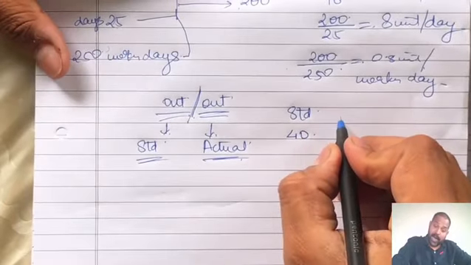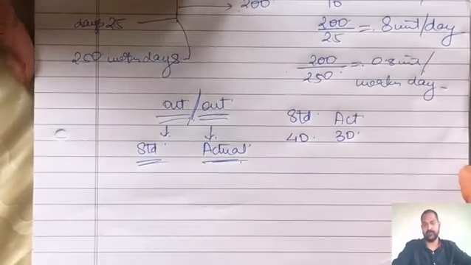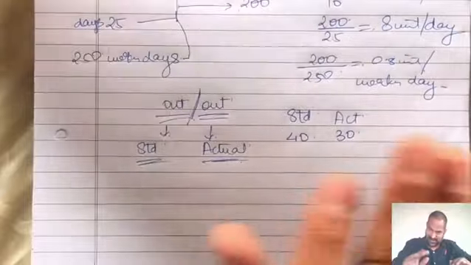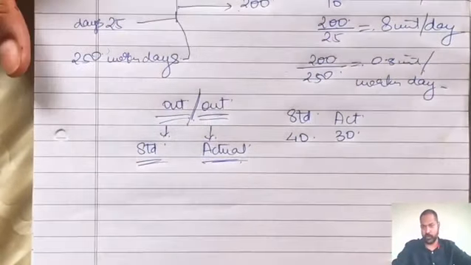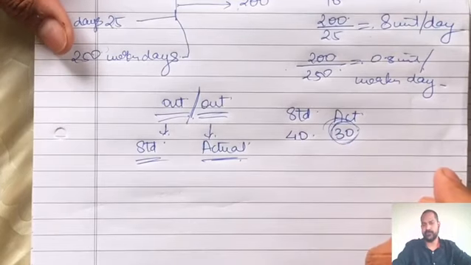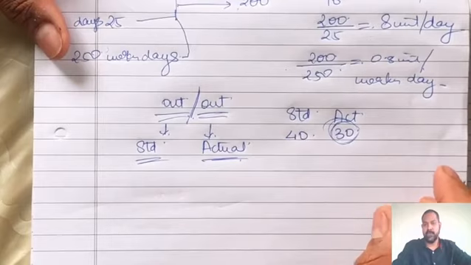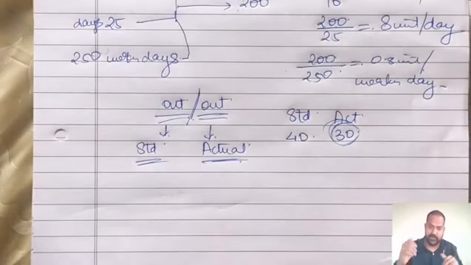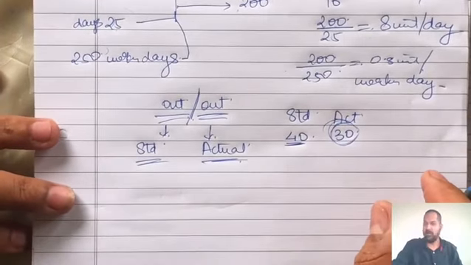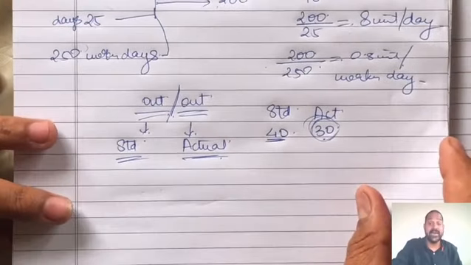and you are producing 30 units, what is the standard output? 40 units. So on a standard basis, I should have gotten 40 units. What are you giving me? 30 units. Are you productive? No. If I was 100% productive, I would give you 40 units. But I don't. I'm only giving you 30. Then how productive are you?